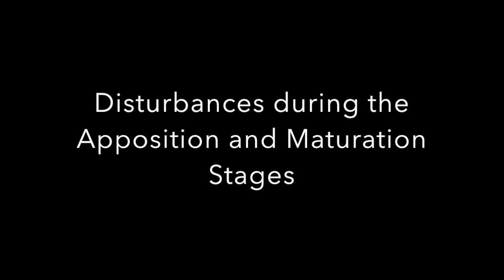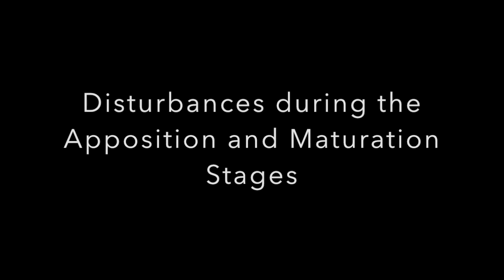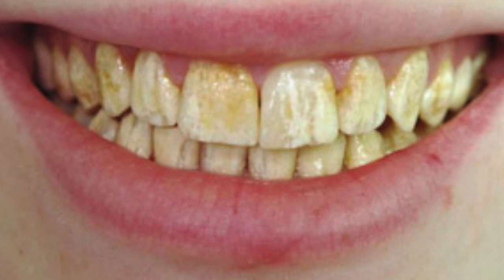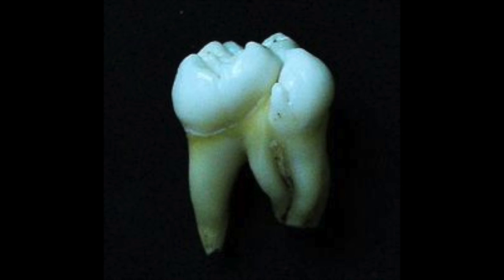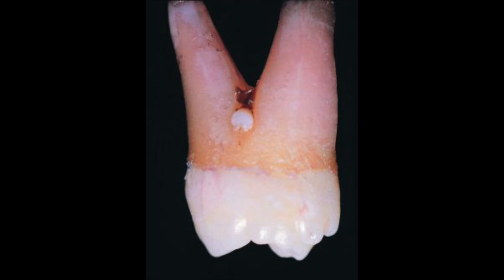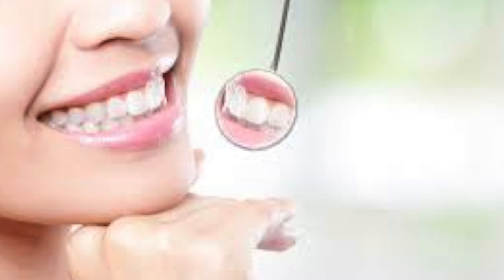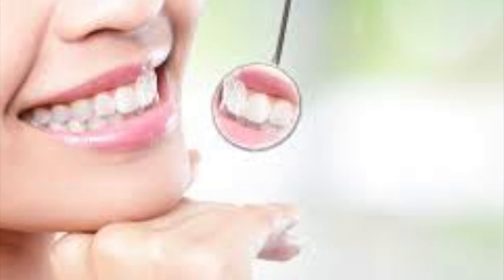During the apposition and maturation stages, disturbances can occur, such as enamel dysplasia, faulty enamel development, concrescence, when cementum unionizes two root structures, and enamel pearl, which is when enamel forms in a sphere on the root. All of these stages form the primary and permanent teeth in the two dental arches.